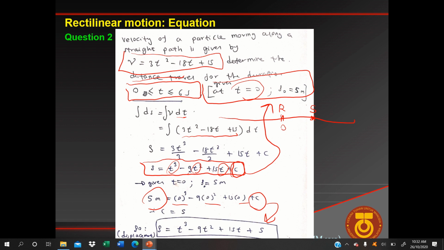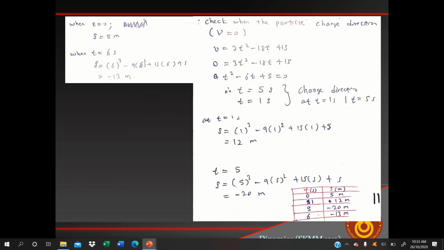Okay, now you can put in values for t. The first one is already known: if you put 0, you will have 5. Now you have to put 6 seconds here, and then you have one answer. So when t is 0, s is 5, and when you put t equals 6, you have minus 13 meters.